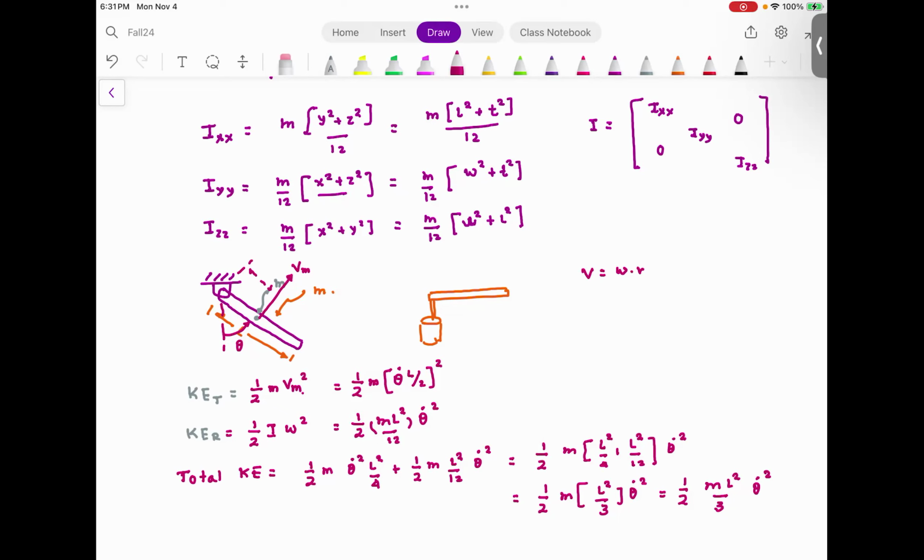What is that velocity? That velocity is omega, which is the angular velocity, multiplied by r, which is the radius at which that mass is located. So omega times r is the velocity of that mass. So the translational kinetic energy is going to be 1/2 m, which is the mass, Vm square. Everyone understood this translational kinetic energy?